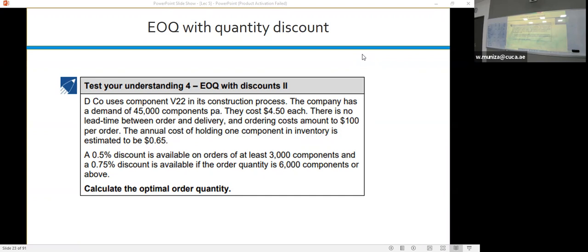Okay, optimal order quantity can be EOQ, but it is basically the order quantity which would be most beneficial for the organization. So with a discount, it may or may not be EOQ. Every time it's not going to be EOQ.